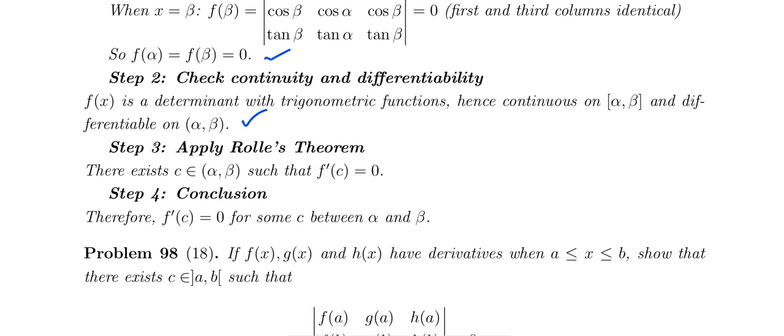F of alpha equal to f of beta equal to 0, so we can apply Rolle's theorem. F dash of c equal to 0 for some c between alpha and beta.